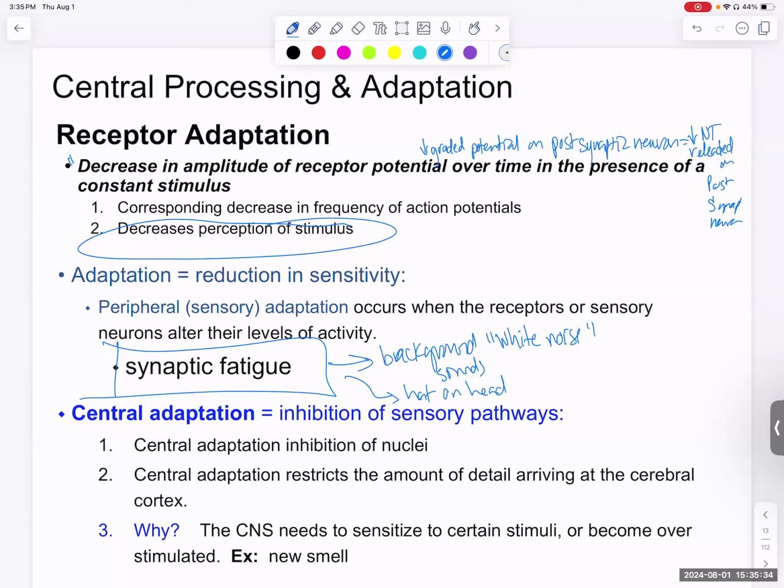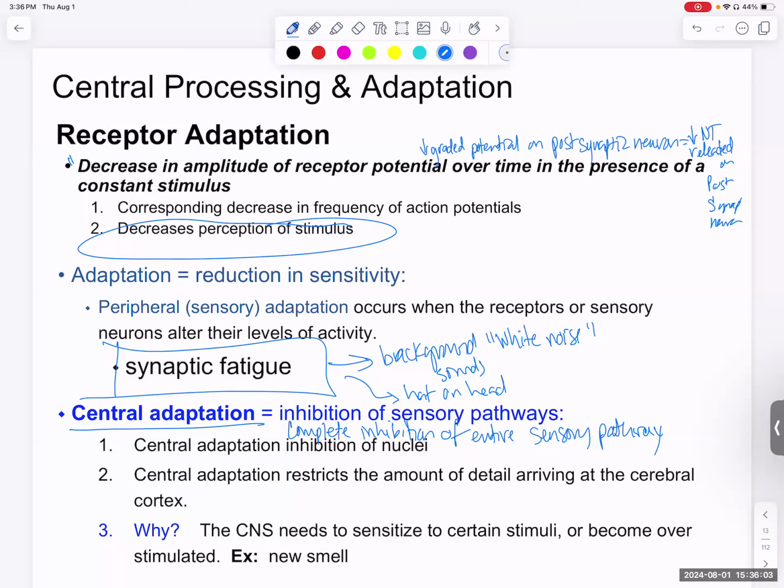If I tell you that the sound's still there, the hat's there, you can quote unquote perceive it again because you're drawing your attention there. And so that is sensory adaptation. That's a little bit different from central adaptation. That is a complete inhibition of the entire sensory pathway. We see this with smell.